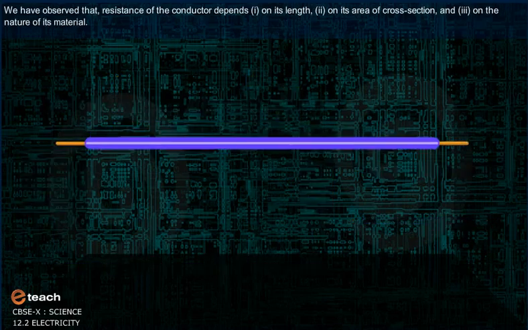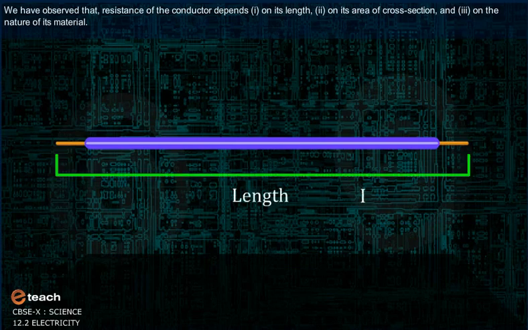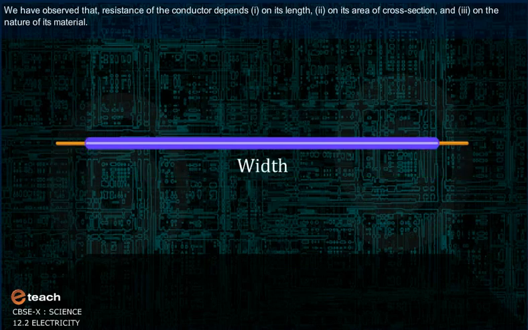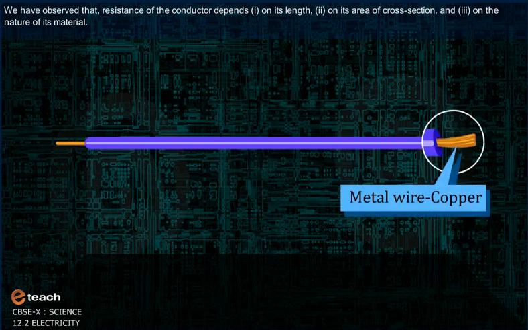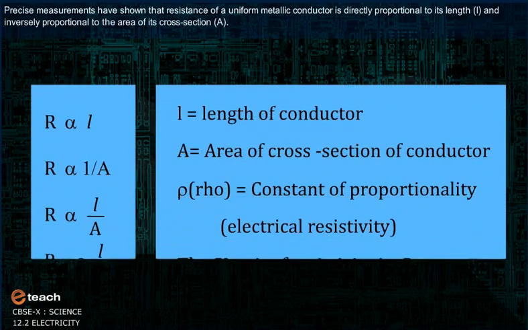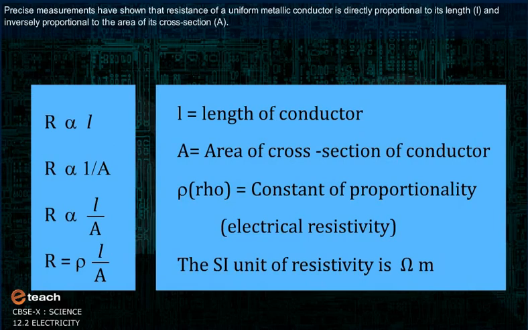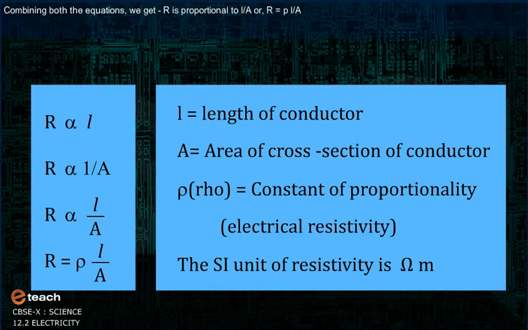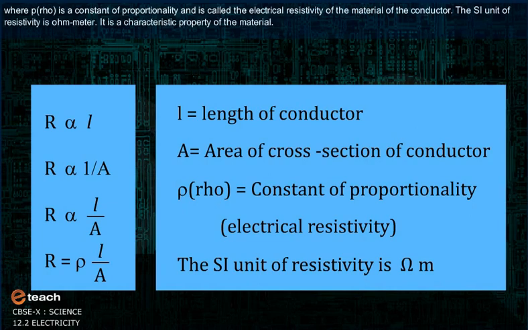We have observed that resistance of the conductor depends on its length, on its area of cross-section, and on the nature of its material. Precise measurements have shown that resistance of a uniform metallic conductor is directly proportional to its length and inversely proportional to the area of cross-section. Combining both equations, we get R is proportional to L upon A, or R is equal to rho into L upon A, where rho is a constant of proportionality, is called the electrical resistivity of the material of the conductor.